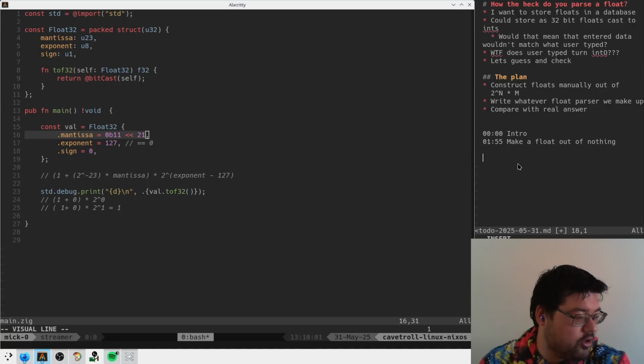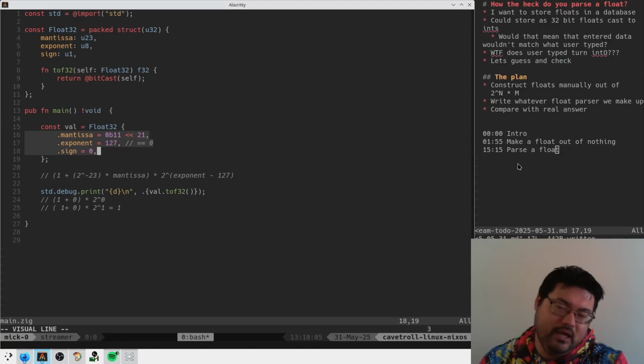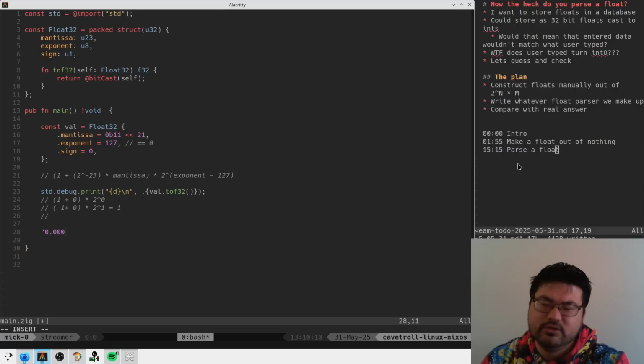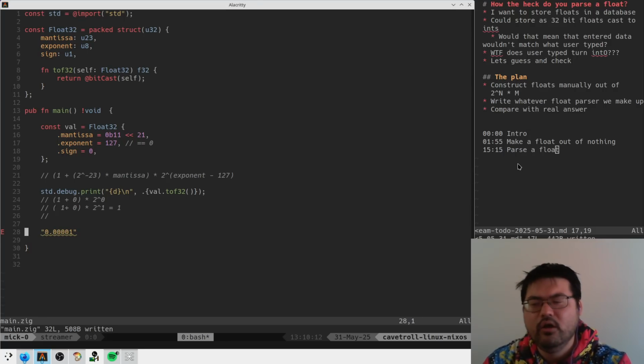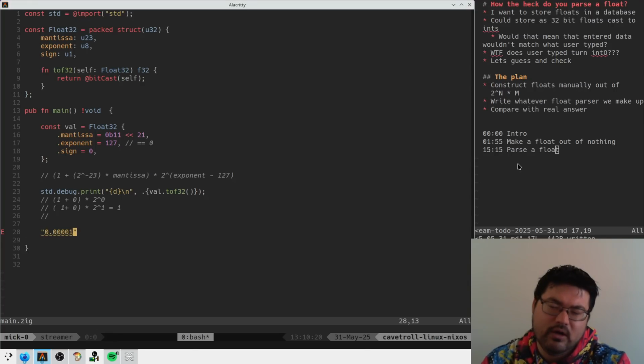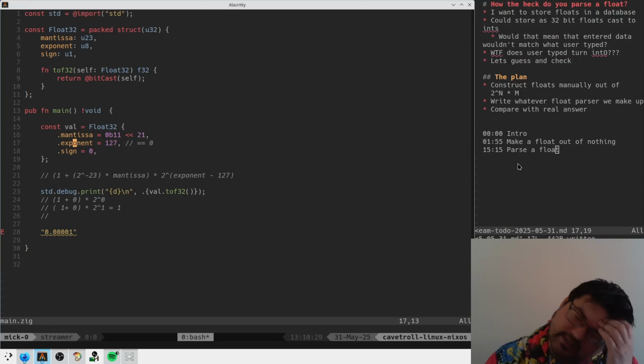Now, if we were going to parse this float, what does that mean? Right? So I put in 0.00001, right? What does this mean? How would we turn that into this representation? I guess we should probably first start by picking an exponent that makes sense. Right? That probably makes sense.